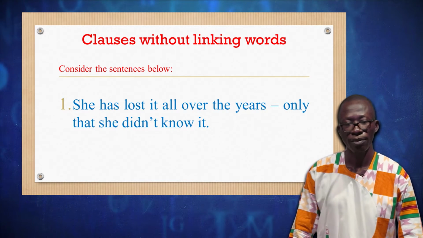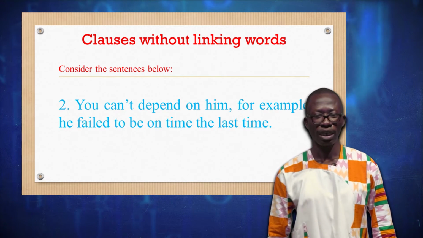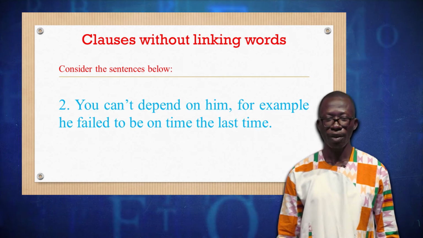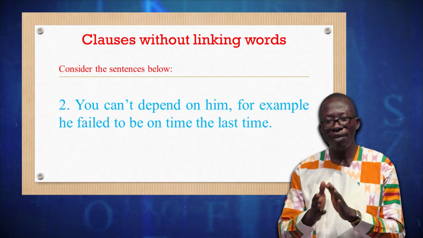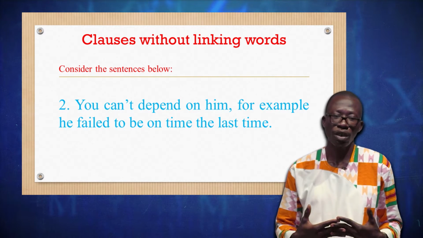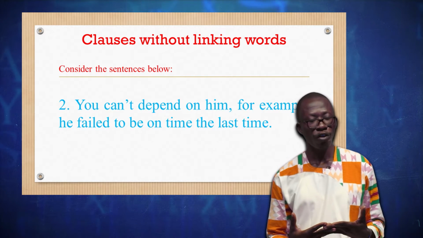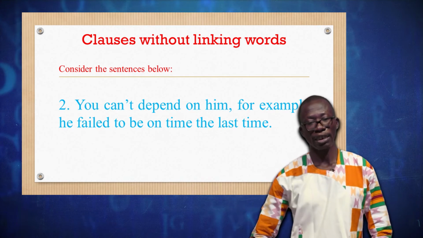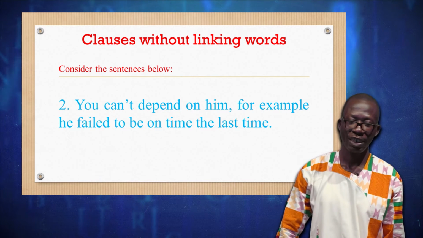Then the next sentence, sentence 2: you can't depend on him. For example, he failed to be on time the last time. So you have one clause, you can't depend on him. Then you have another clause, for example, he failed to be on time the last time. Here, we've been able to establish a kind of connection between these two clauses, giving us a full message without a subordinator or a coordinator.